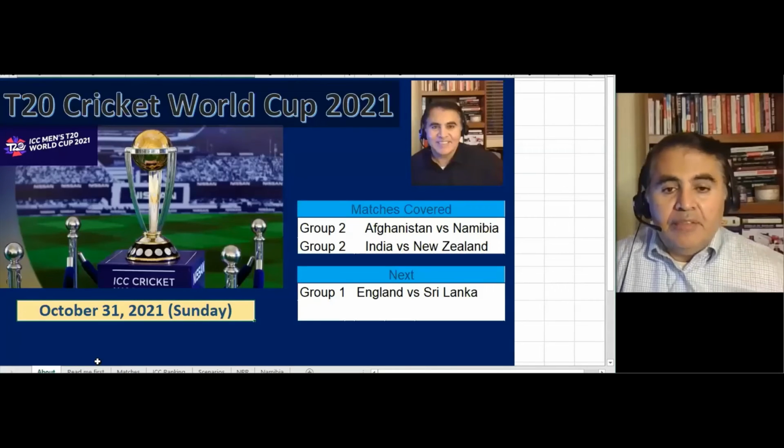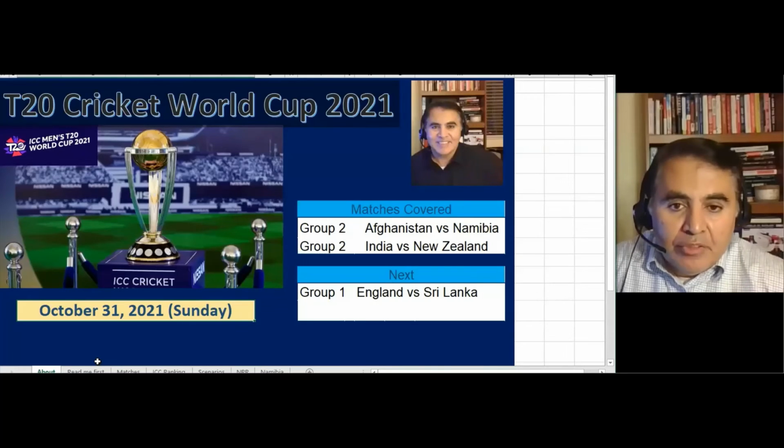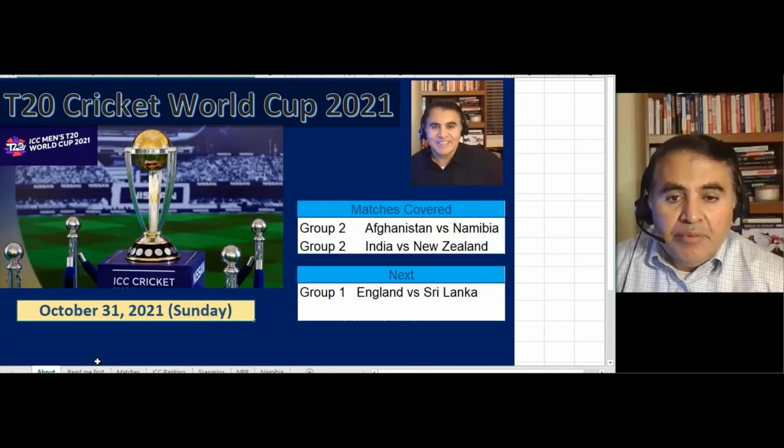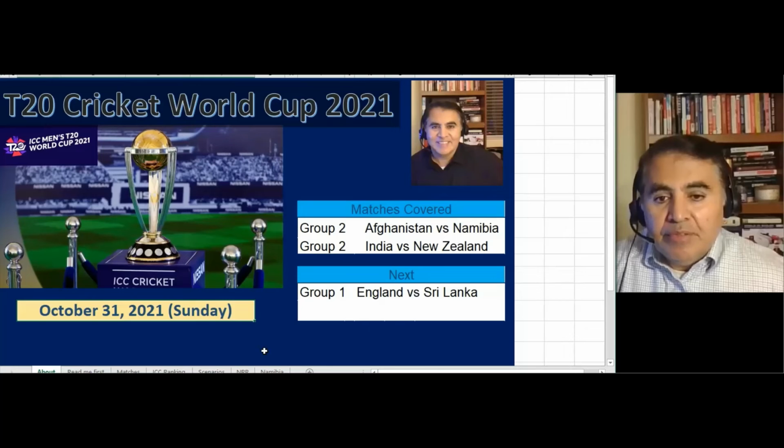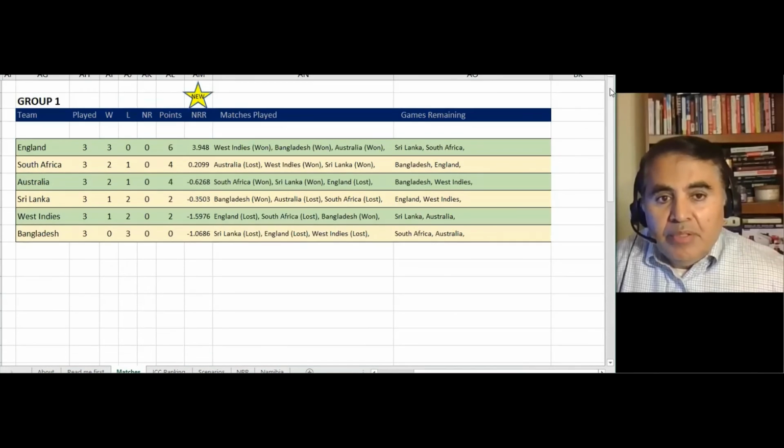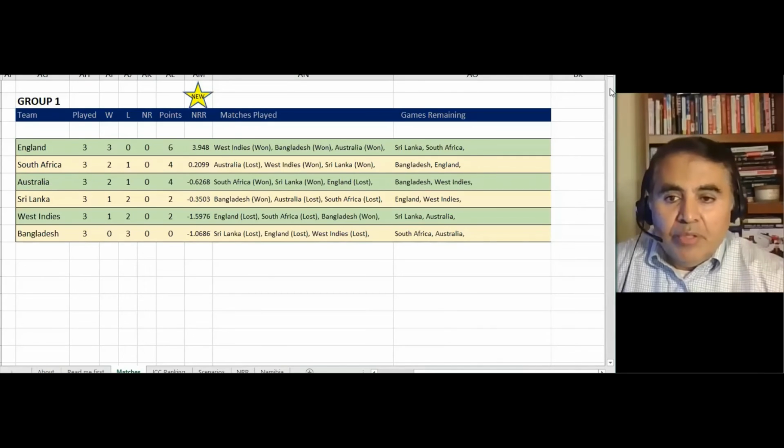So this ends our very short session today. 2 games took place: Afghanistan versus Namibia, India versus New Zealand. They changed some of the situation in Group 2. Tomorrow is an important game for Group 1, England versus Sri Lanka. Let's take a look at where things stand in Group 1.